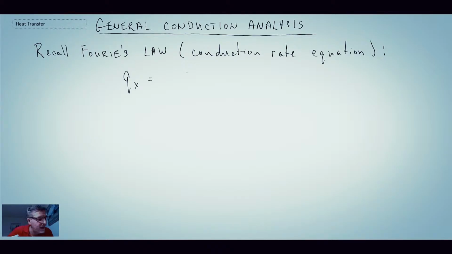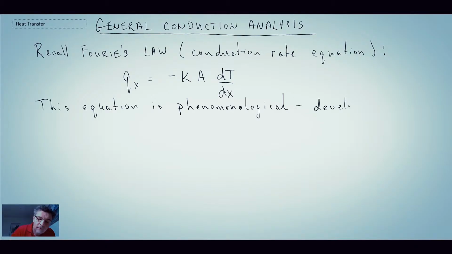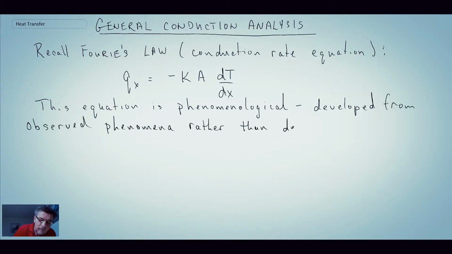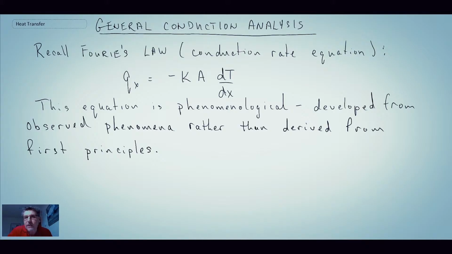Now we looked at it for one dimension, so let's say it's in the x direction, is related to the thermal conductivity, the area through which that heat is flowing, and then the gradient of temperature in the dimension that we're looking at, so in this case the x direction. Now this equation is observed, it is not a derived equation. It's observed from experiments, so it's what we call a phenomenological equation, derived from experimentation and from observations.